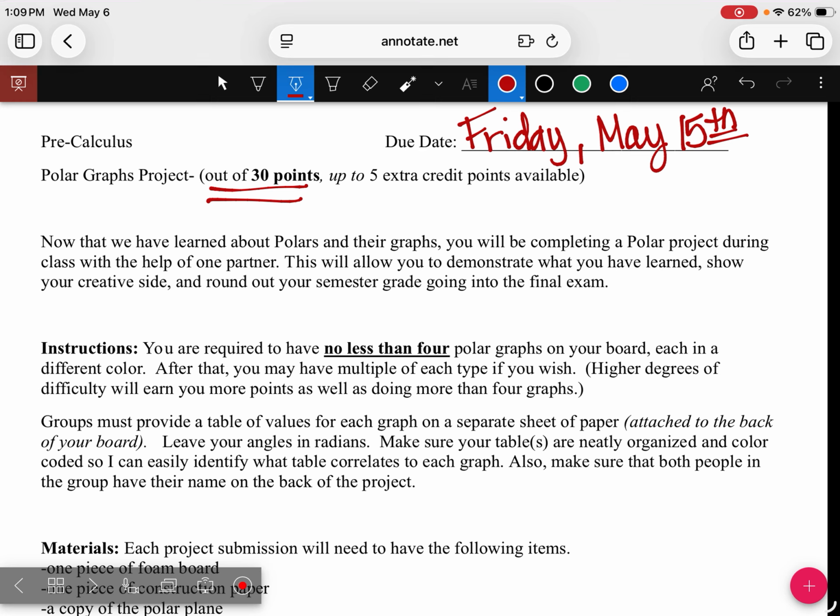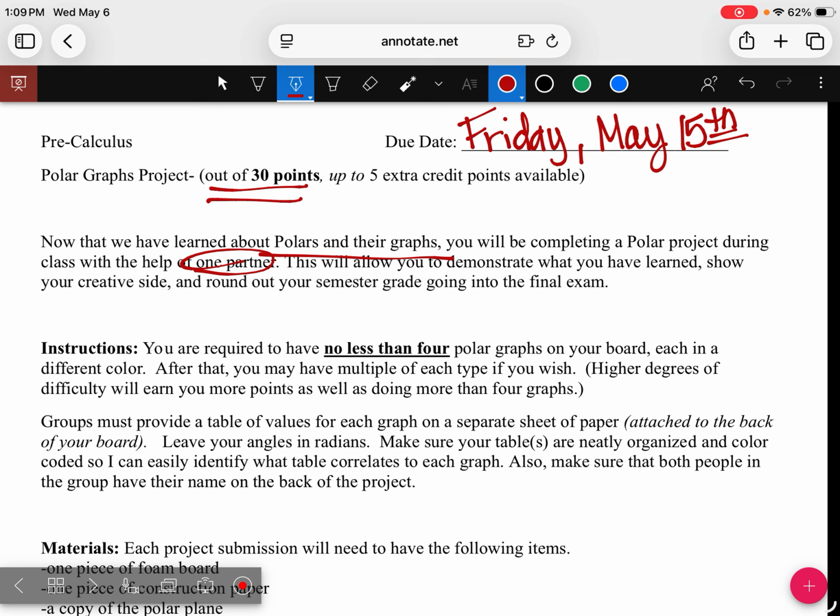So we've learned about all the polars and their graphs. So now you're going to complete a polar project during class with the help of one partner. Now I did modify this, so I have individual, pairs, and groups of 3s. So this is going to allow you to demonstrate what you have learned, show your creative side, and round out your semester grade. This is your chance to bring up your grade before going into finals.